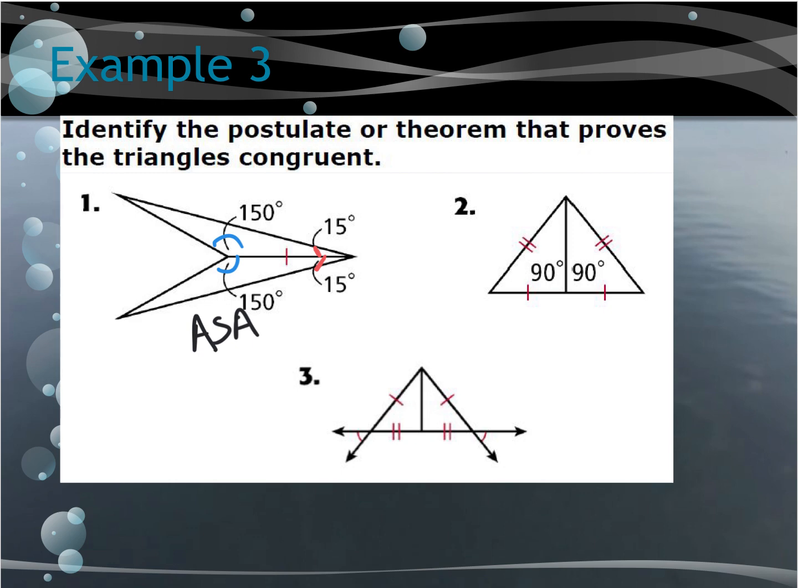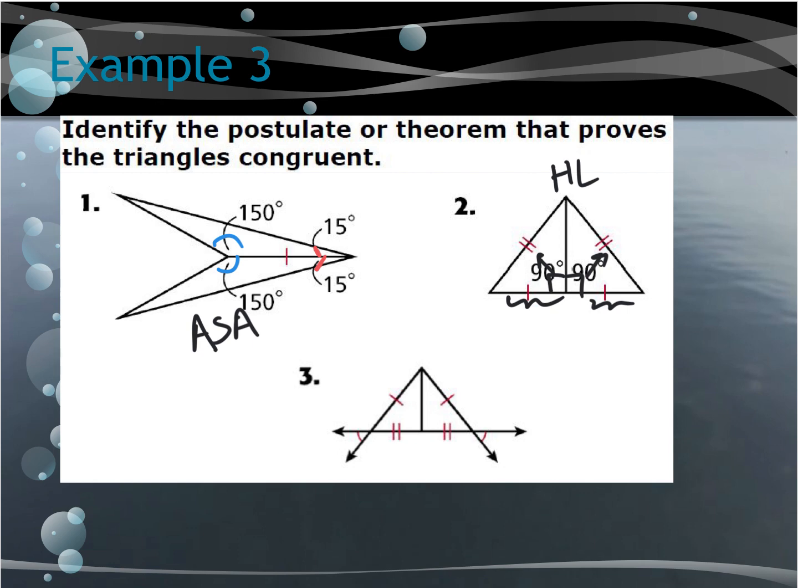Now for the other one, they tell us this is 90 for number 2. Because it's a 90-degree triangle, you can start thinking about HL. Obviously, anything else would work. Now we have the hypotenuse for both. We have a leg for both right here. Because we have a leg and the hypotenuse and it's a 90-degree triangle, we can say that it is proven congruent by the HL theorem.